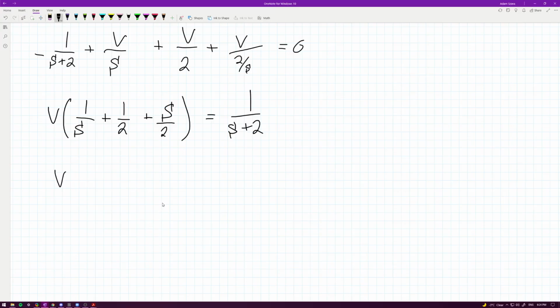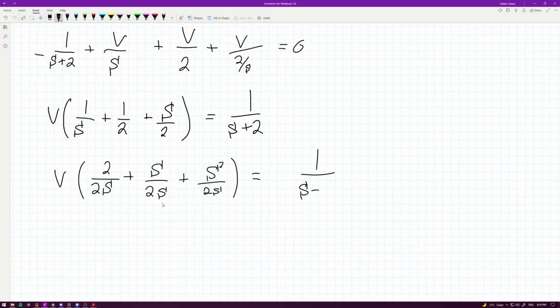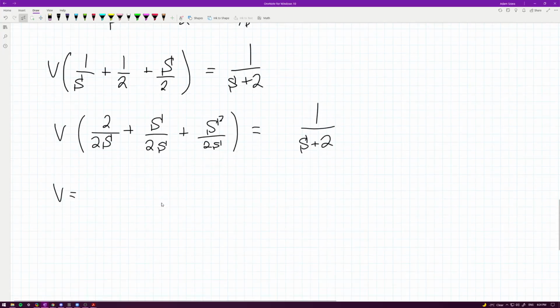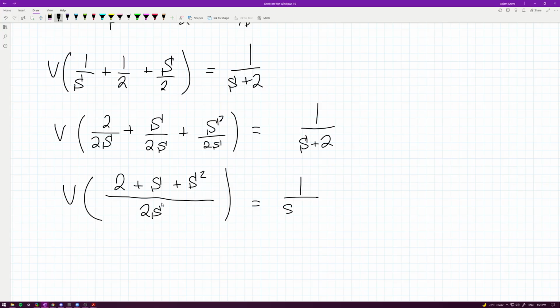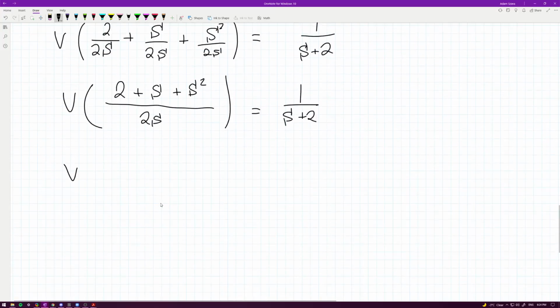So I guess I'll make things a common denominator here. So this is going to be 2 over 2s plus s over 2s plus s squared over 2s, right, in a bracket, equals 1 over s plus 2. V equals 2 plus s squared over 2s. V times that equals 1 over s plus 2. And then v is equal to now this.